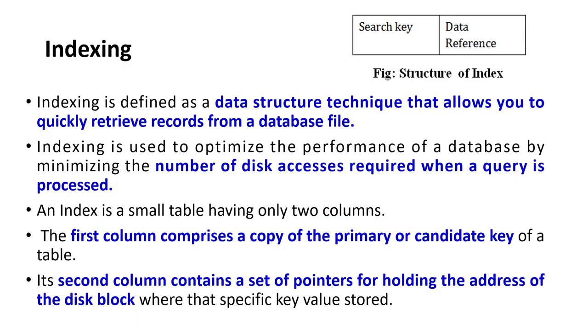Indexing. Indexing is defined as the data structure technique that allows you to quickly retrieve records from a database file. Indexing is used to optimize the performance of a database by minimizing the number of disk accesses required when a query is processed. An index is a small table having only two columns. The first column comprises a copy of the primary or candidate key of a table. The second column contains a set of pointers holding the address of the disk block.